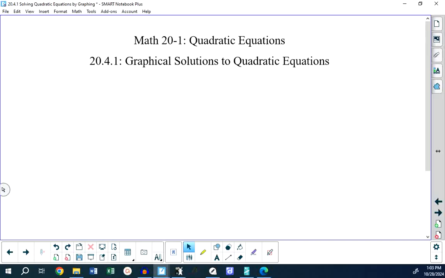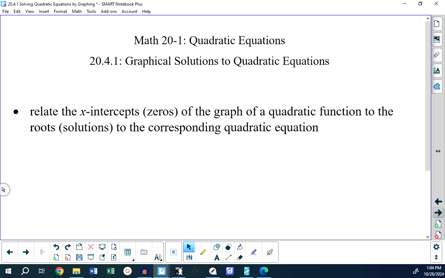Most of this unit is dealing with solving equations. And we're going to be looking at graphical solutions to equations. We'll be looking at algebraic solutions as well, which are better, but algebraic solutions can be found in a number of different ways, one of which you already know how to do. So what we're going to be doing today is relating what's called the x-intercepts or zeros of the graph of a quadratic function to the solutions to the corresponding quadratic equation.